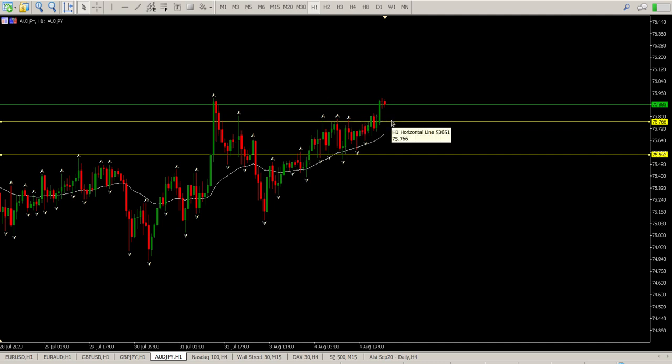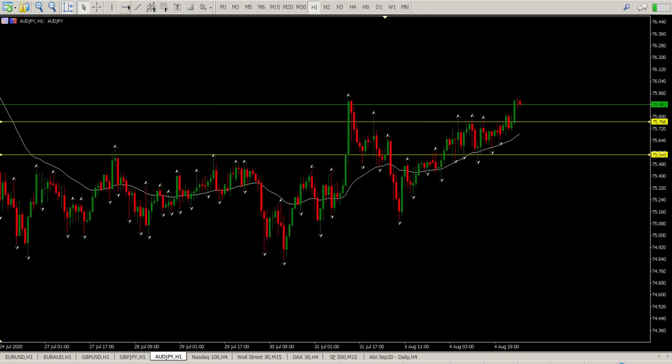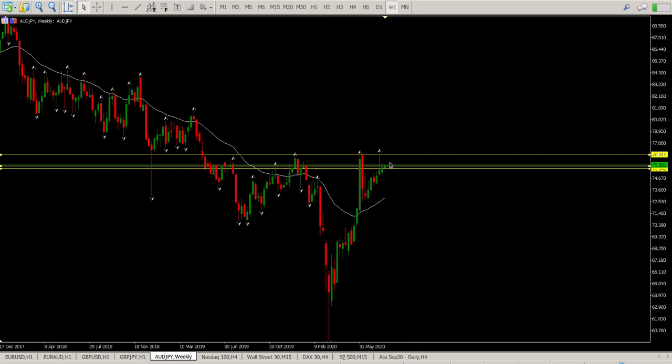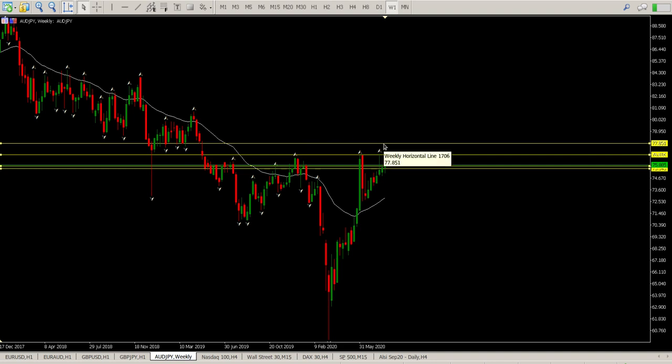So I'd like to see a pullback into 75766, and that would give us an opportunity to look for longs again. Just want to see, there's the weekly level up there, and ultimately I would assume that we would look for 76815, 76814. Okay, there is a gap up here as well, just bear that in mind. So we've got this gap with a lot of potential supports. Well, it was support, it'll be resistance, and that's at 77,851.